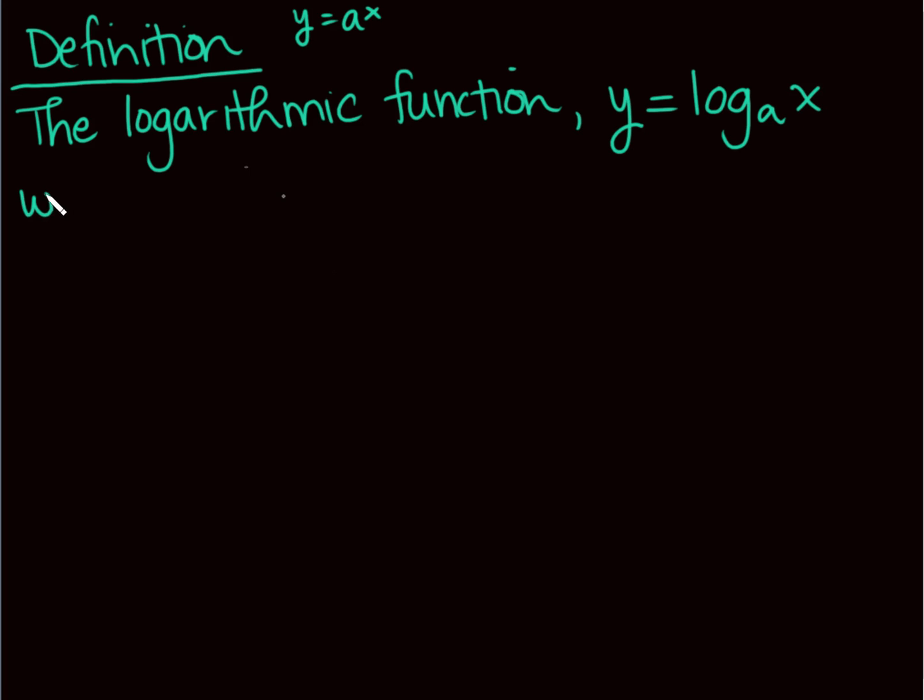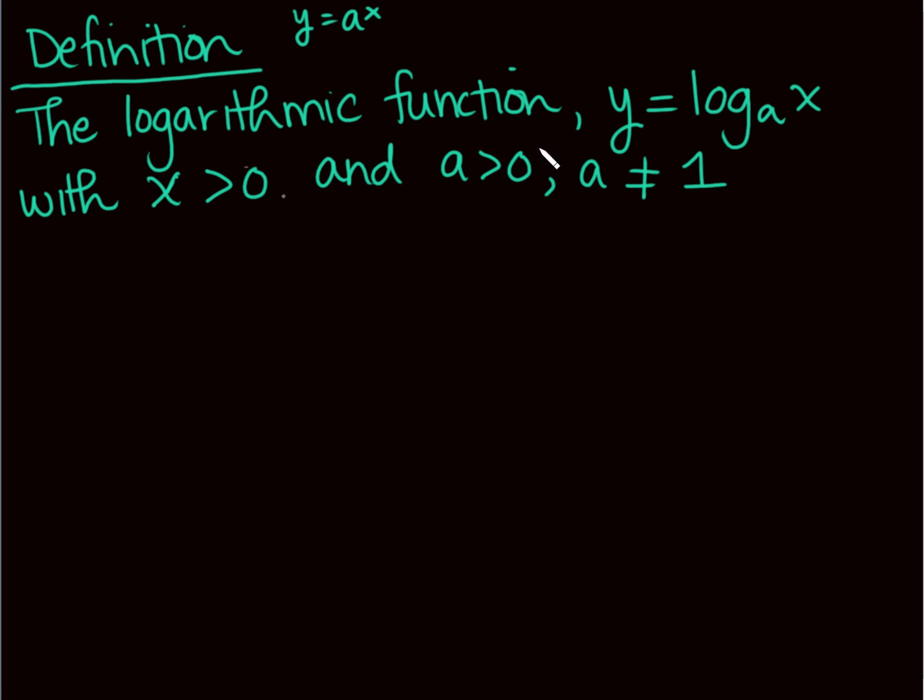And a couple things here. x has to be greater than 0, and it actually can't equal 0, and we'll talk about why that's true in a minute. So x has to be greater than 0, and a also has to be positive, and a cannot be 1, okay? So this logarithmic function with x greater than 0, a greater than 0, and a not equal to 1, here's what it does. It gives a number.